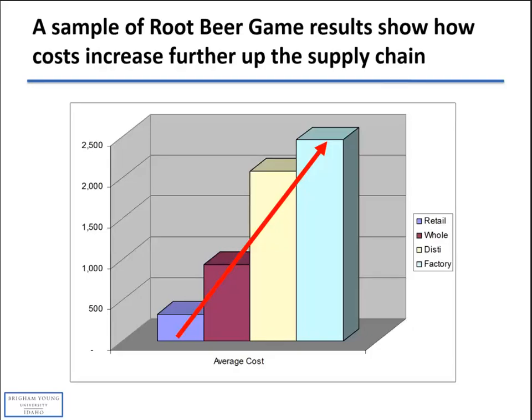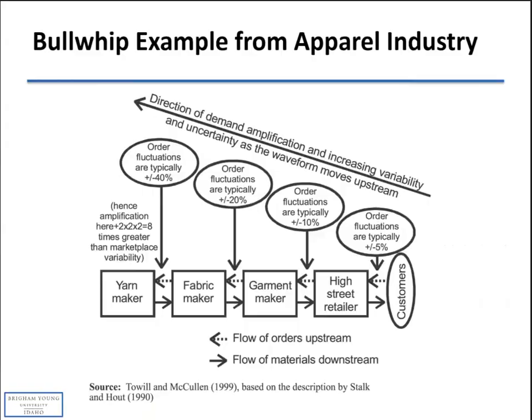Now, this is a real phenomenon, and in fact, this study done in 1999 shows how the bullwhip effect appears in the apparel industry. As it says here, the orders from the customer to the retailer fluctuate up or down by about 5%. Going back one level in the supply chain, orders to the garment maker typically fluctuate plus or minus 10% and so forth, all the way up or down 40% to the yarn maker. So again, the bullwhip effect is a real phenomenon that occurs in supply chains.